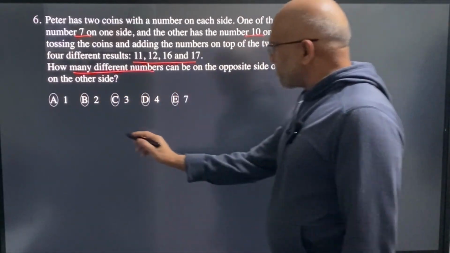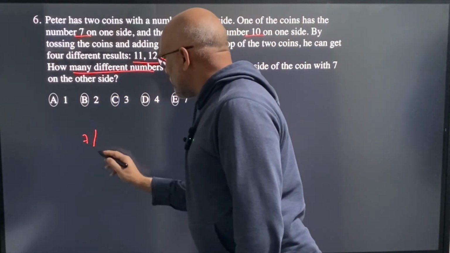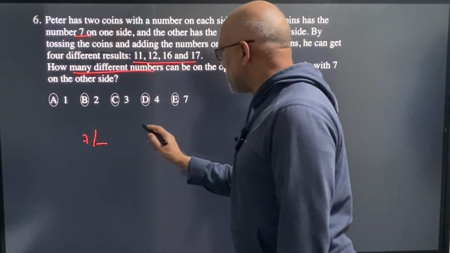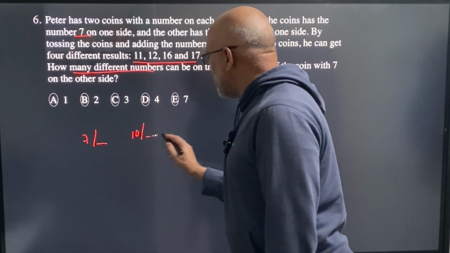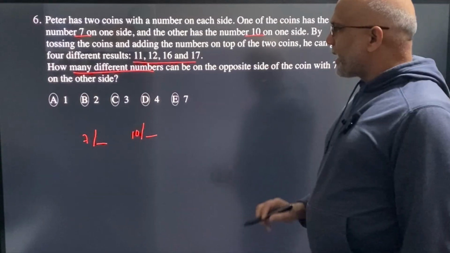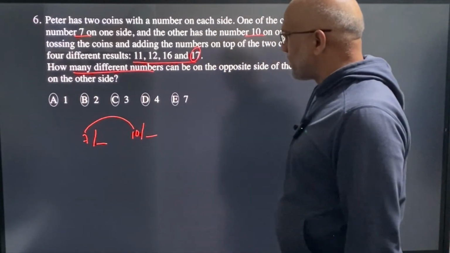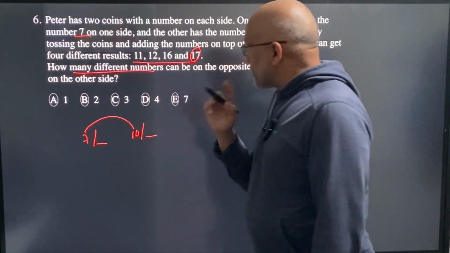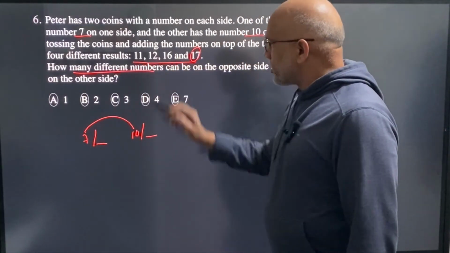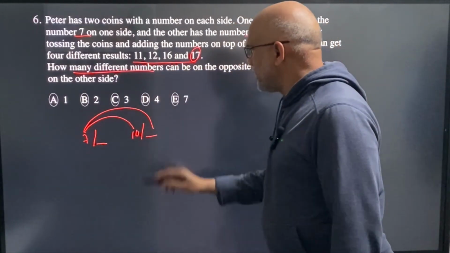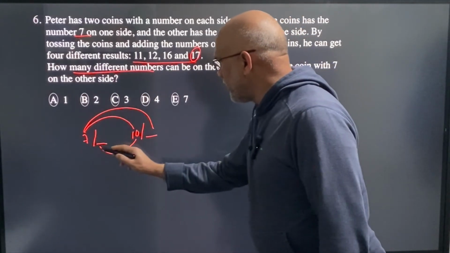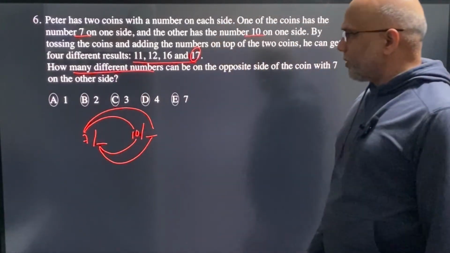All right. So this is a coin with 7 on one side. The other side I don't know. The other coin has 10 on one side. Other side I don't know. One thing I can immediately see is 7 plus 10 is 17. There is one other number that is given to us, and we have been given the other 3 sums. So 7 adds with this, and this adds with 10, and this adds with this number.